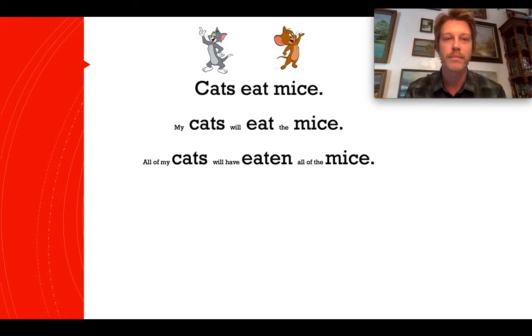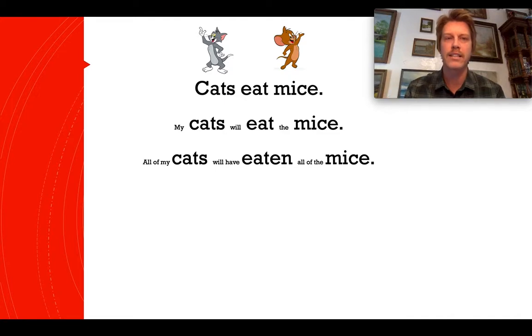Let's keep going. I can add more words, but these other words don't have ideas. They're just grammar words or little words. So we'll have a sentence that says something like, my cats will have eaten all the mice. Now listen, the first sentence was "cats eat mice." The second sentence was, "my cats will eat the mice." This third sentence says, "all of my cats will have eaten all the mice."